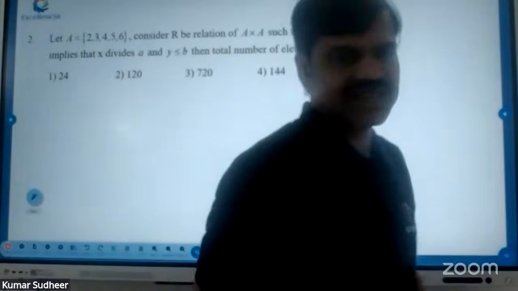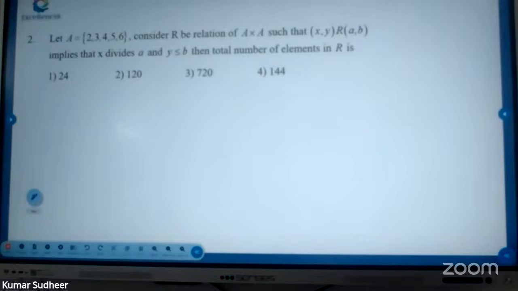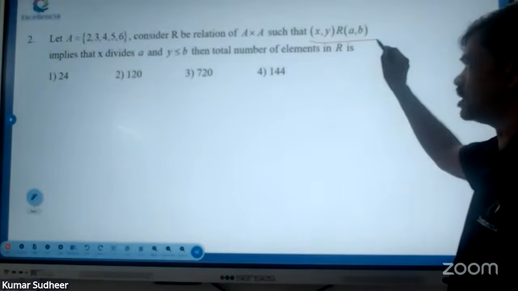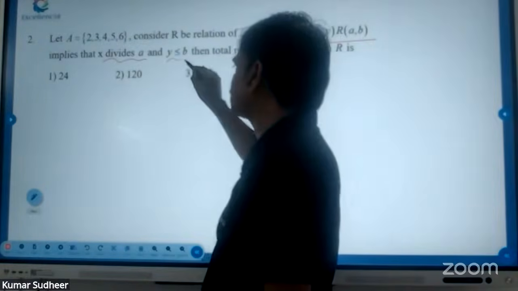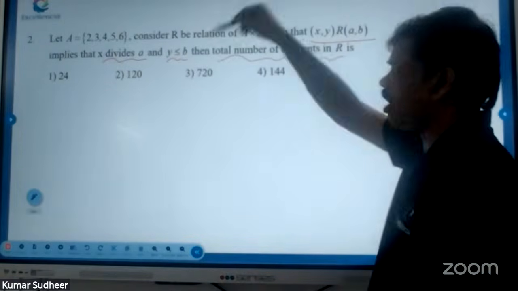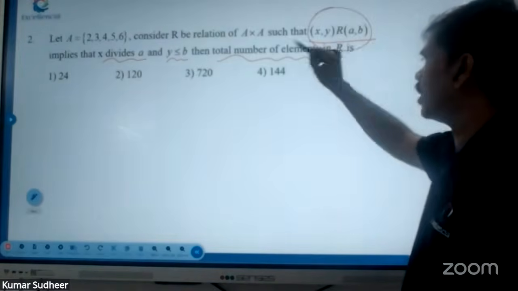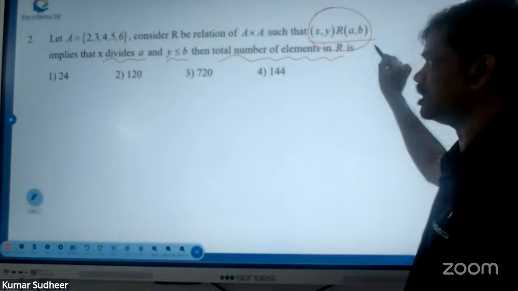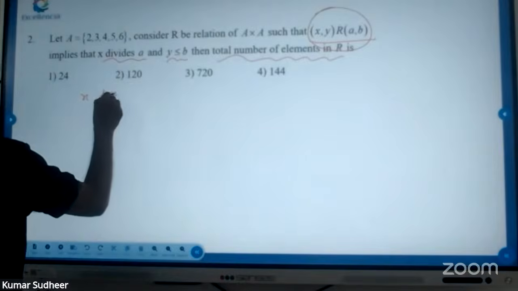Yeah, next question is from sets and relations. Let A be equal to {2, 3, 4, 5, 6}, and consider R to be the relation on A cross A, such that (X, Y) is related to (A, B) implies X divides A and Y is less than or equal to B. Then how many total elements are in R? So R is defined like this: (X, Y) related to (A, B) implies X divides A.